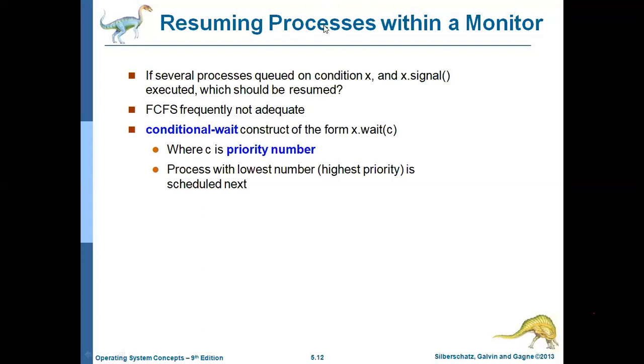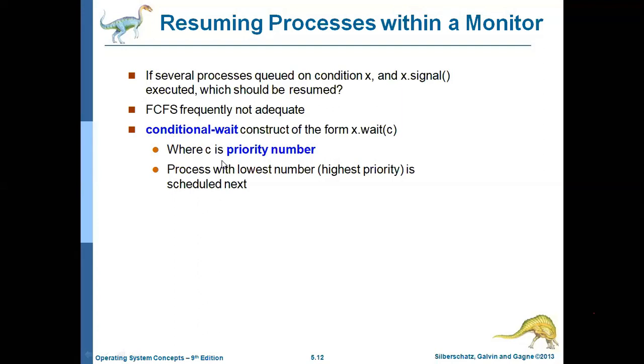How do we resume processes in a monitor? Several processes are there based on condition x. Which should resume first? Here FCFS will not work out. We have to take the conditional wait construct of the form x dot wait of c. Here c is a priority number we are giving. How should that priority be taken? The highest priority goes to the one with the lowest number. Among so many numbers, the one with the lowest number is given the highest priority and scheduled next. Is it clear? That is resuming a process within a monitor. That is, which process should be used in the monitor, enter and execute the critical section, based on conditional wait.